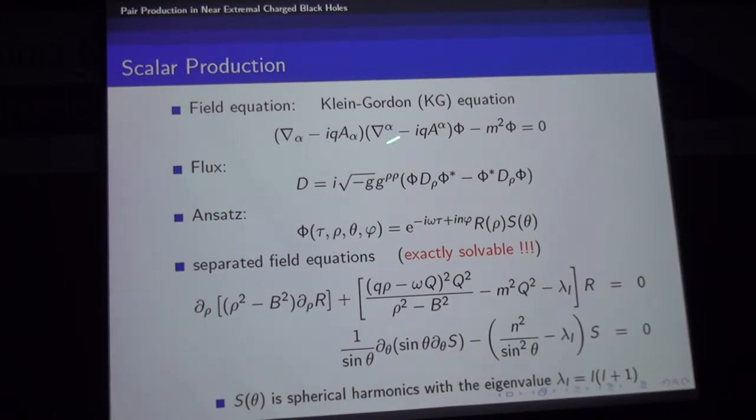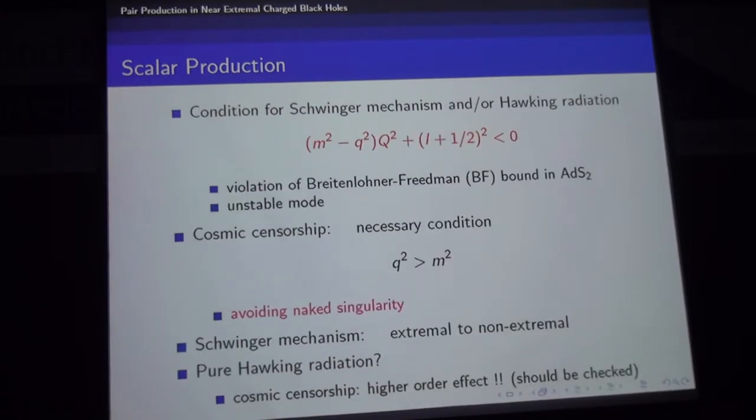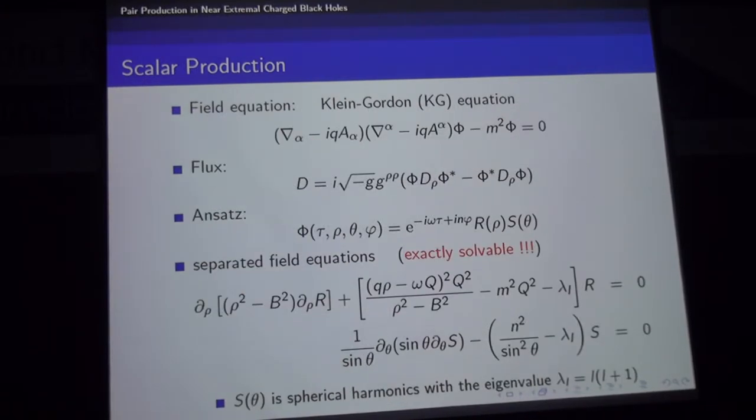And this Klein-Gordon equation can be separated into a radial part and an angular part. The angular part is just the standard spherical harmonic equation. This is important because it tells us the value of the separation constant: it's just L times L plus 1, where L is an integer. And more importantly, we need to solve this radial equation. The radial equation is easy because even if we don't know how to solve it, we just type this equation into Maple or Mathematica, and the software will tell us the solution is just a hypergeometric function.